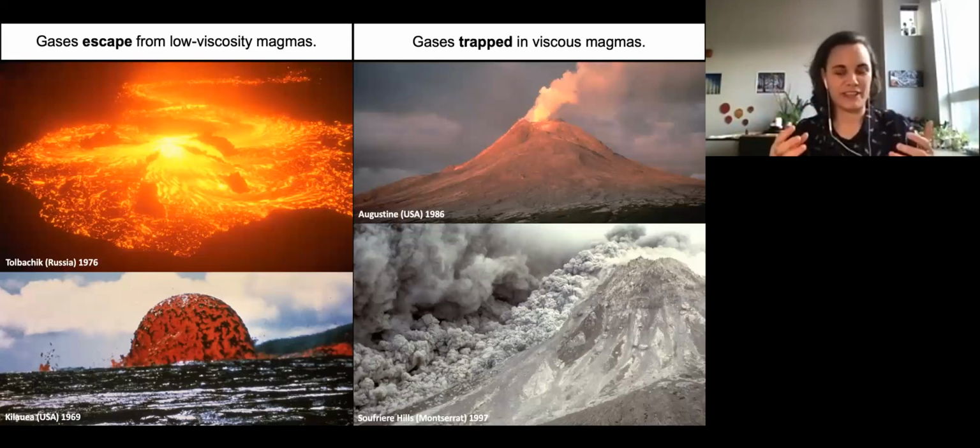energetic explosive events. What actually happens is trapped gases will exert a pressure on the surrounding magma that may strain it faster than it can relax. That disrupts the magma body and fragments the magma body. And that's when we get these beautiful explosive events.